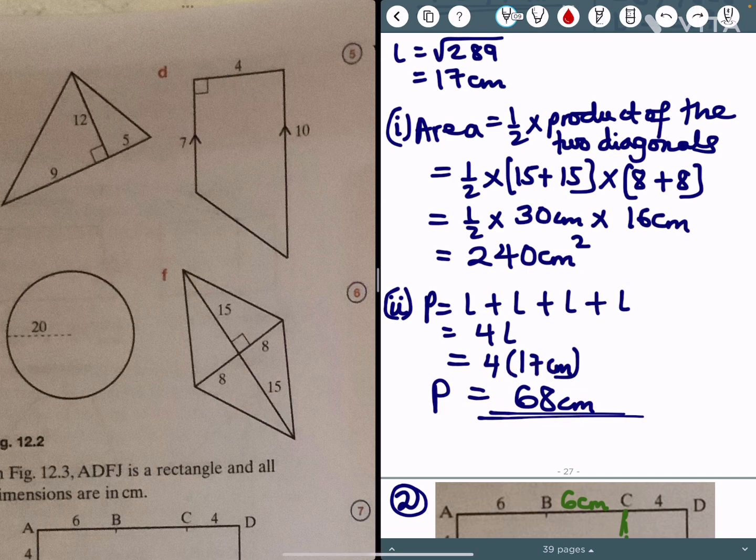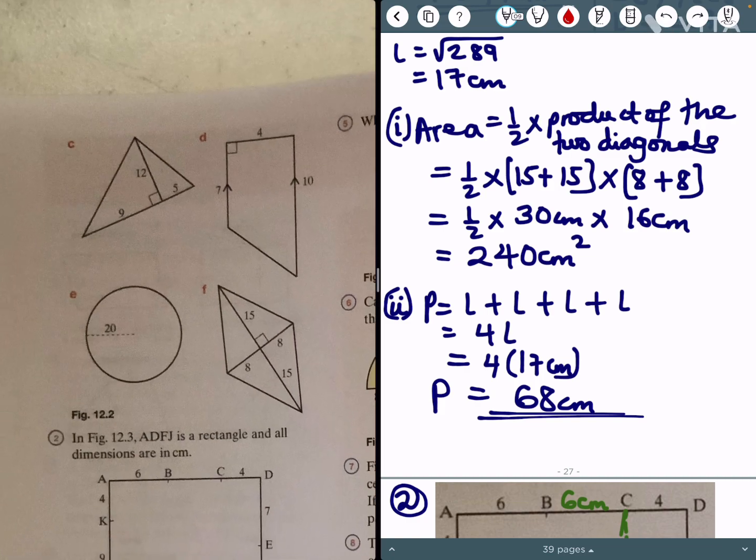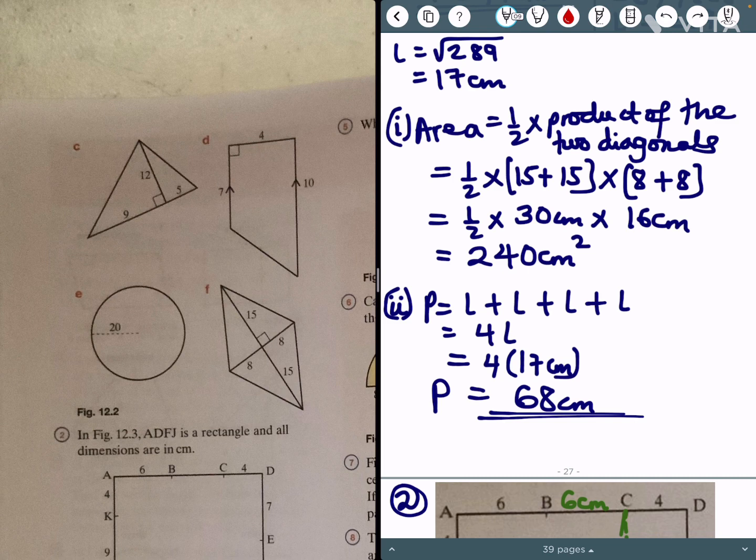68 centimeters for the perimeter. Okay, that settles perimeter. Let's now go to area. The area of a rhombus is 1 over 2 times the product of the two diagonals. So that's 1 over 2 times 30 times 16. You know how I got 30 and 16? 240 centimeters squared is the area of the rhombus. So that ends question 1 in this exercise.